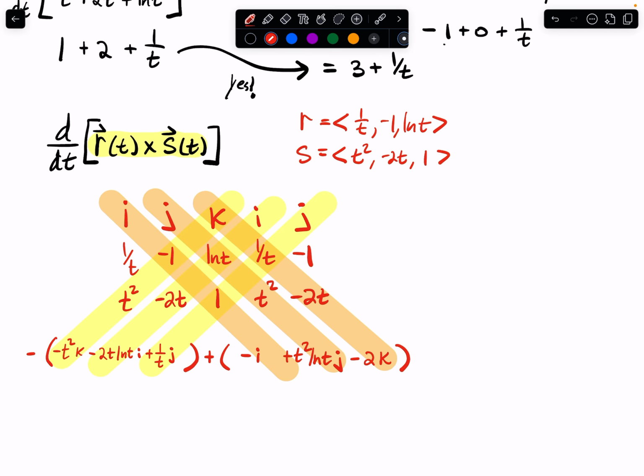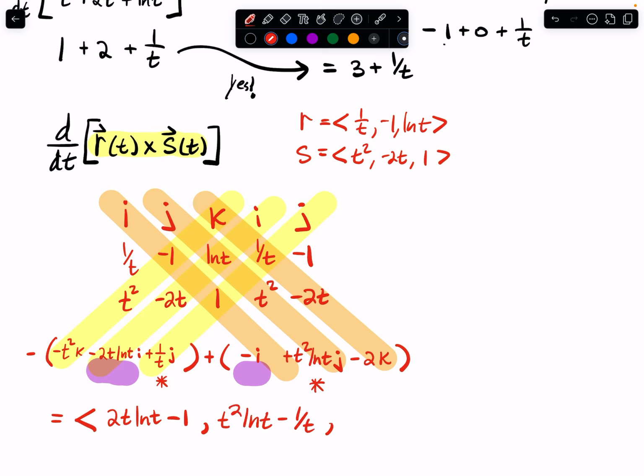And so when I combine these components together, the i's, negative 1, and this negative 2t ln t come together to get you that first component, 2t ln t minus 1 for the i component. For the j component, I have a minus 1 over t, and then I have the t squared ln t part.